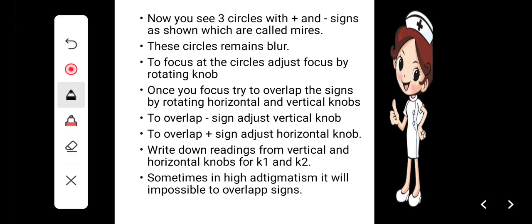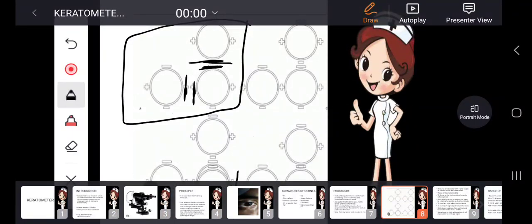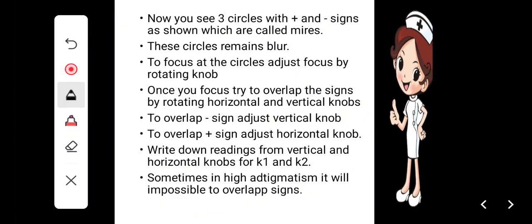When we have to overlap the minus signs, the vertical knob is used. When we have to overlap the horizontal signs, then the other knob is used. Okay, so to overlap the minus sign we adjust the vertical knob, and to overlap the plus sign we adjust the horizontal knob. Now we have to write down the readings from the vertical as well as the horizontal knob.